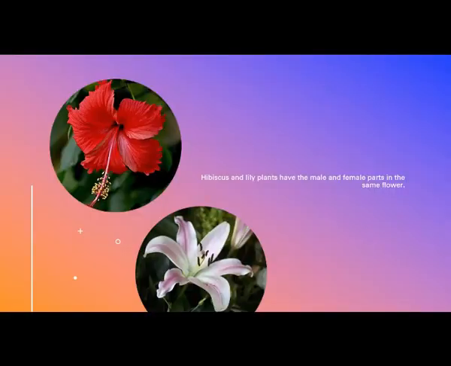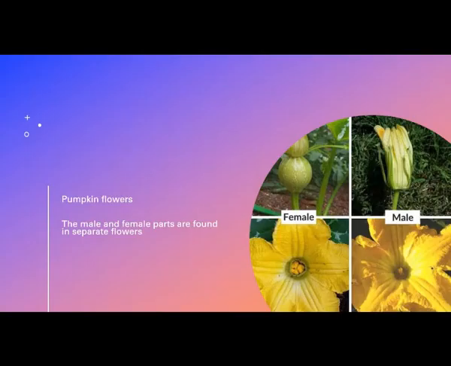The presence of male and female parts in each flower might be different. Look at the picture. Hibiscus and lily plants have male and female parts in the same flower. But if you talk about pumpkin flowers, look at the picture. The male and female parts are found in separate flowers.